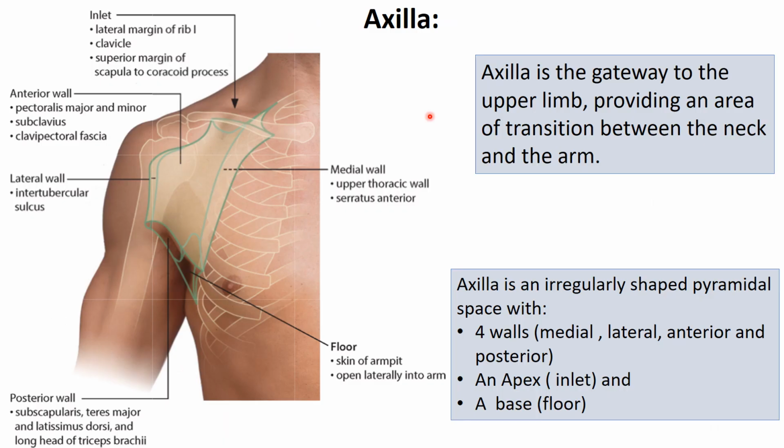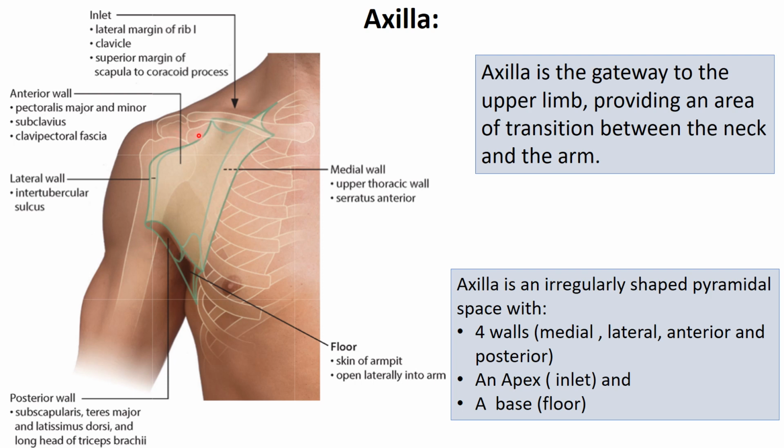Now, let's start with the axilla. So the axilla is a pyramidal, irregular shape, more like a pyramid, that serves as a passageway for the structures that travel from the neck into the upper limb. Okay, so this is the axilla here.